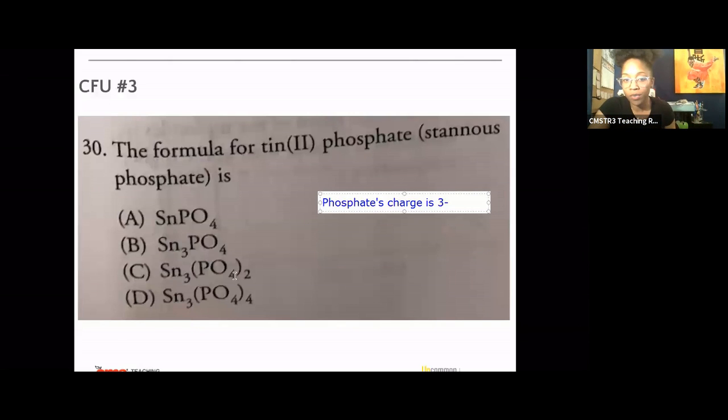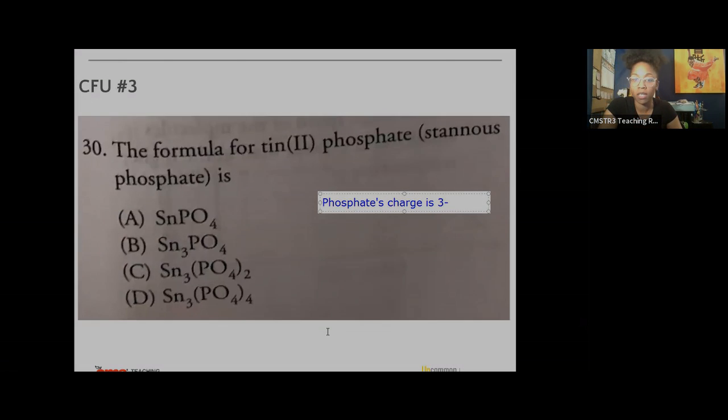You don't have to reduce, even though there's a 4 and a 2 here. We put the polyatomic inside the parentheses to know that you don't have to touch anything in there. So phosphate should always stay PO4. You never make it PO2. So the correct answer, my friends, should be C.